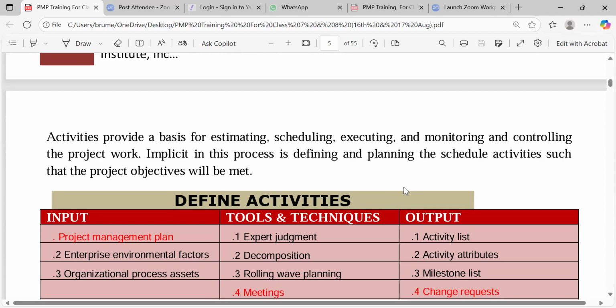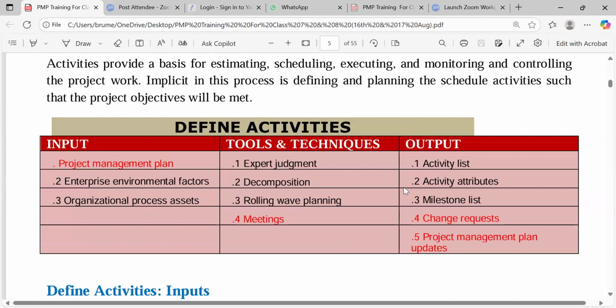We break it down. So what would be our requirement? What are the inputs? Just 3 inputs. We need the project management plan. We also need the enterprise environmental factors, the organizational process assets. Once we have this done, what do we do? The tools and techniques required are decomposition, rolling wave planning, expert judgment, and meetings.